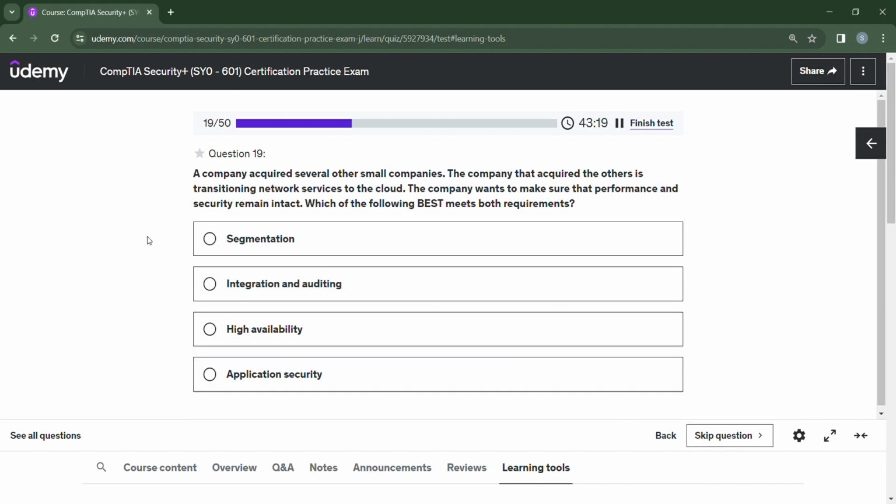Company acquired several other small companies. The company that acquired the others is transitioning network services to the cloud. The company wants to make sure that performance and security remain intact. So they're migrating it into the cloud and they're going to make sure performance and security. So integration and auditing would be the choice.